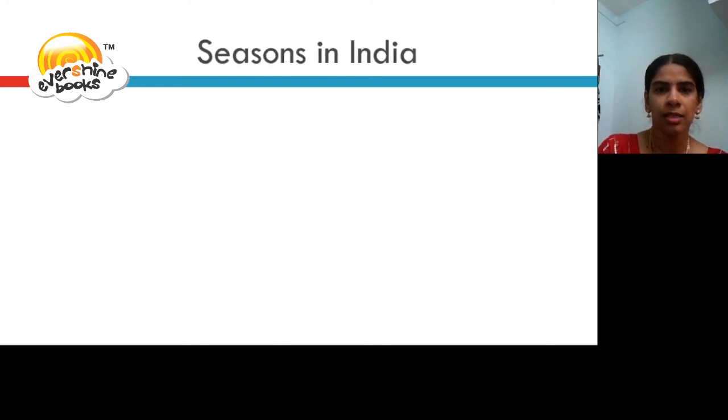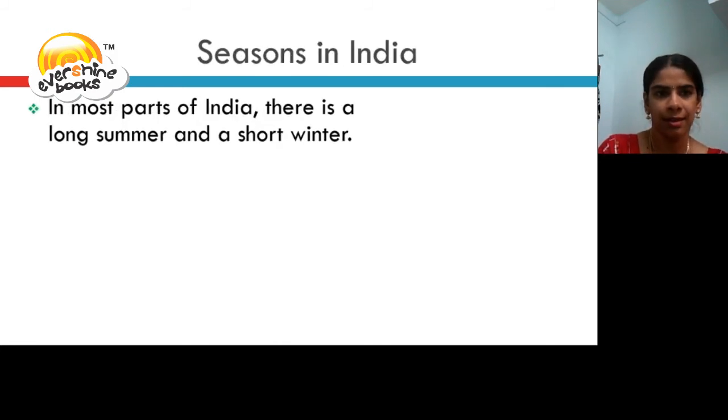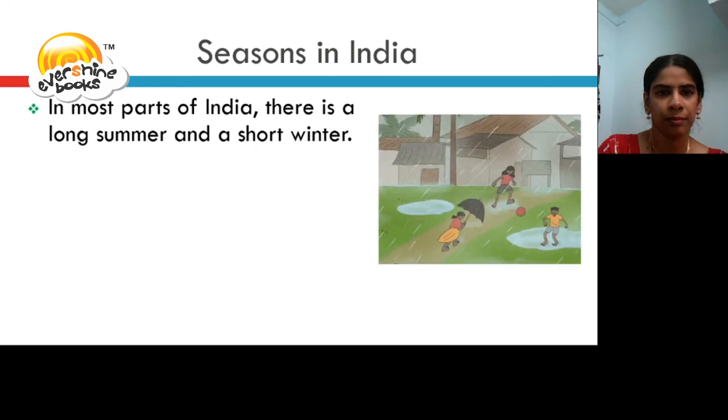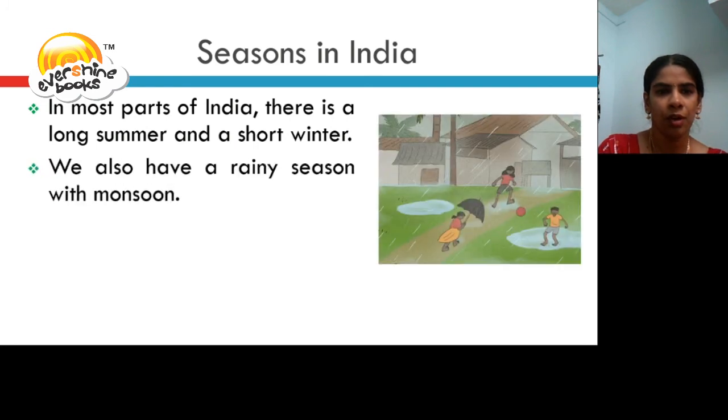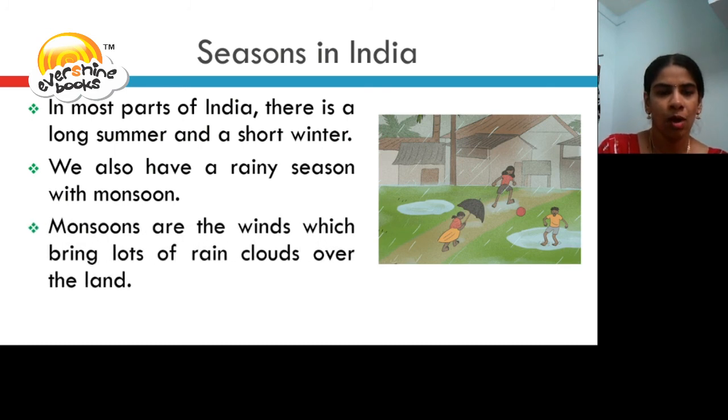Let us learn the seasons seen in India. In most parts of India, there is a long summer and a short winter. We also have a rainy season with monsoon. Monsoons are the winds which bring lots of rain clouds over the land.